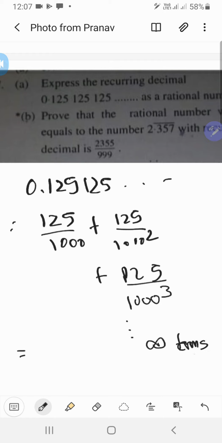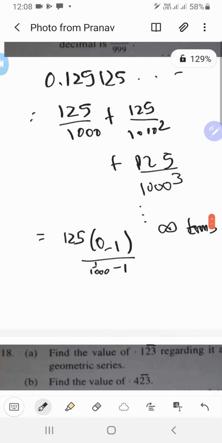Alright, obviously the ratio is going to be 1 upon 1000, which is a ratio less than 1 and greater than 0. So yep, this GP is going to be equal to 125 into r to the n. But here's the thing, what is r to the n supposed to be? This is supposed to be 1 upon 1000 raised to the infinite power, which is 0, minus 1 upon r minus 1, which is just 1 upon 1000 minus 1. Okay, that's nice. So that is equal to 125 upon 1 minus 1 upon 1000.